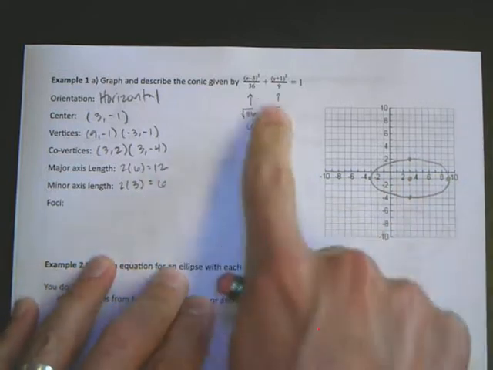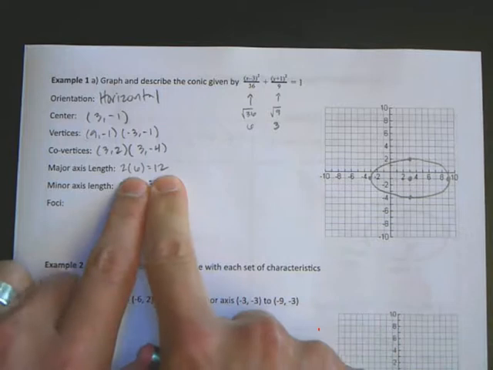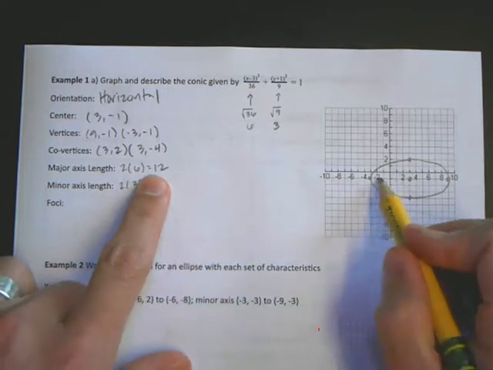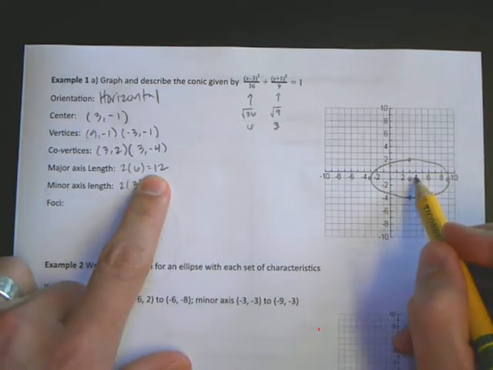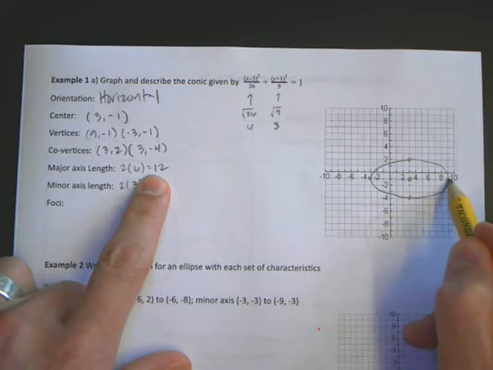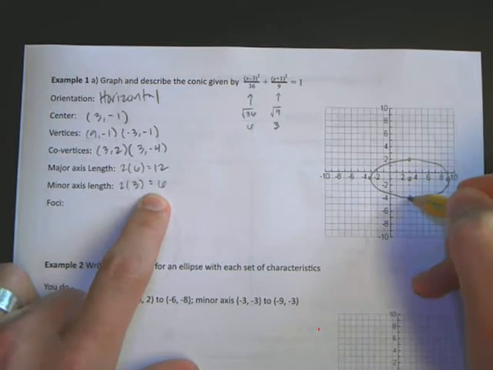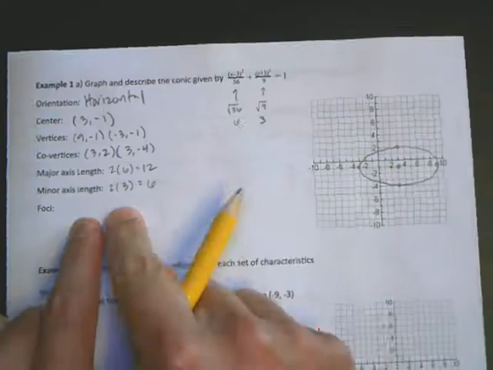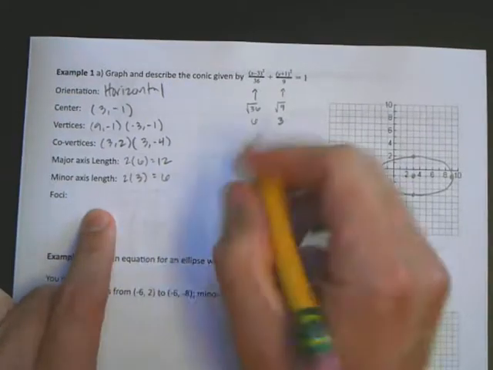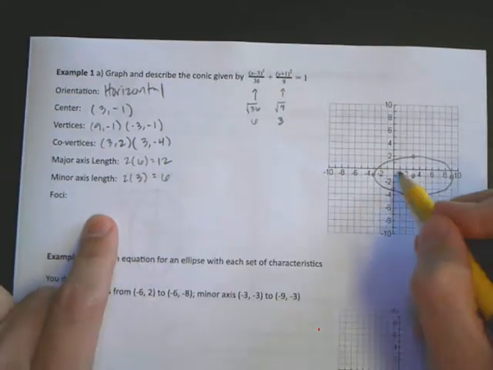Again, the major axis length is 12. 1, 2, 3, 4, 5, 6, 7, 8, 9, 10, 11, 12. The minor axis is 6. 1, 2, 3, 4, 5, 6. And then the foci. This is the hard part. We have to remember that the foci are somewhere in here, a distance of c away.